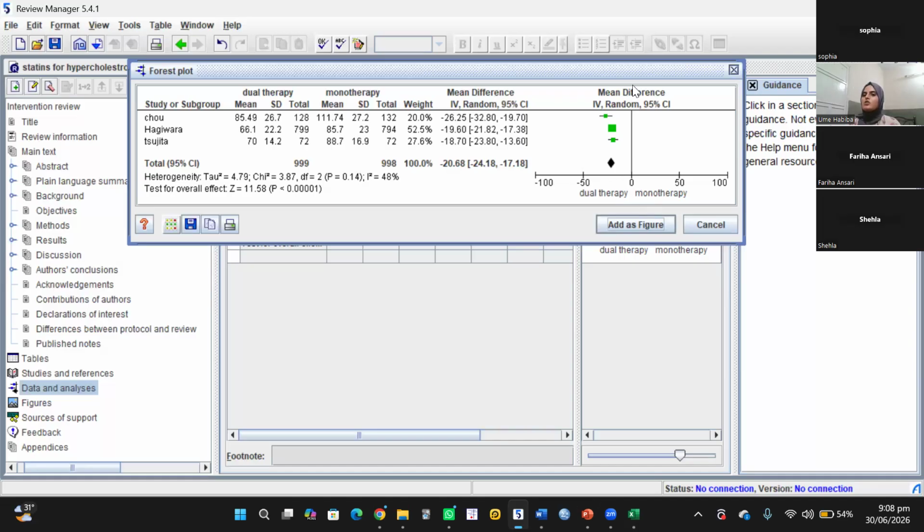If the diamond touches the middle line, it means there is no significant difference between the two. If the diamond is touching the middle line, our p-value would also be greater than 0.05 because results are not significant. Now you get what I'm saying.